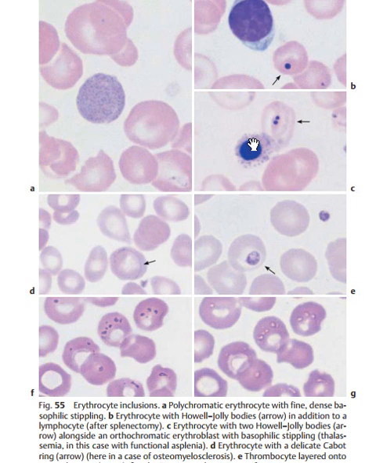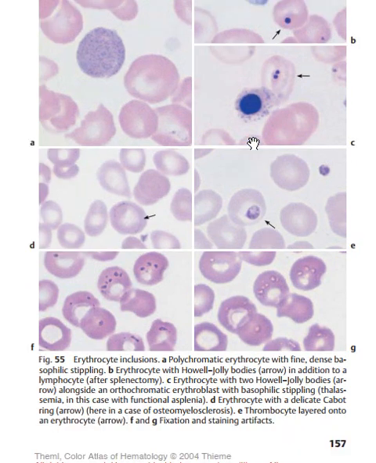That shows thalassemia. Now the next diagram is diagram D, where we have erythrocytes with delicate cabot rings. As you can see here, you can see cabot rings, shown with the arrow here. So there is a case of osteomyelosclerosis that we're going to see later. So here there is a case of osteomyelosclerosis when you see the cabot rings.